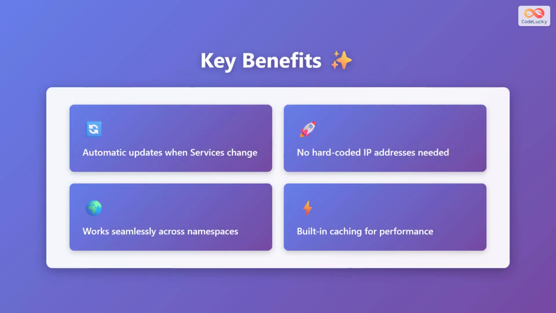DNS-based service discovery in Kubernetes provides several key benefits. First, DNS records are automatically updated whenever services change, so you don't need to manually track these changes. Second, there's no need to hard-code IP addresses in your application configuration, making deployments more flexible and portable. Third, DNS works seamlessly across different namespaces, allowing services to communicate regardless of where they're deployed. Finally, CoreDNS includes built-in caching mechanisms that improve performance by reducing the number of lookups needed. These benefits make DNS an essential component of Kubernetes networking.